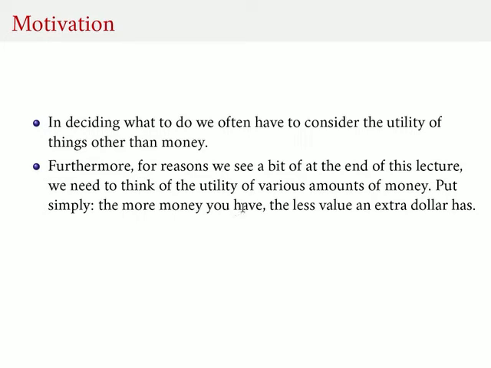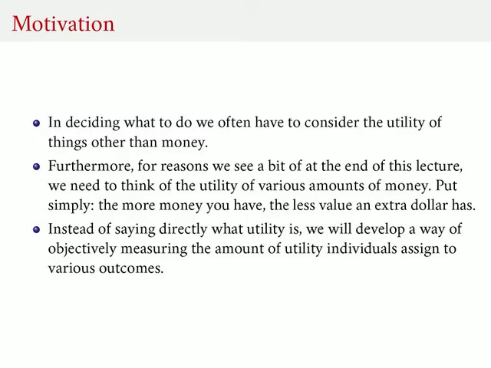But the basic idea for why the amount of utility of getting a certain amount of money isn't just equal to that amount of money, is that the utility of money is diminishing. That is, in general, the more money you have, the less value an extra dollar has. So the difference between having no money and a dollar is a much bigger difference in value than the difference between having, say, $100 versus $101. And we're going to make this idea a bit more precise at the end of this lecture. And then furthermore, instead of saying directly what utility is, we're going to develop a way of objectively measuring the amount of utility an individual assigns to some outcomes.